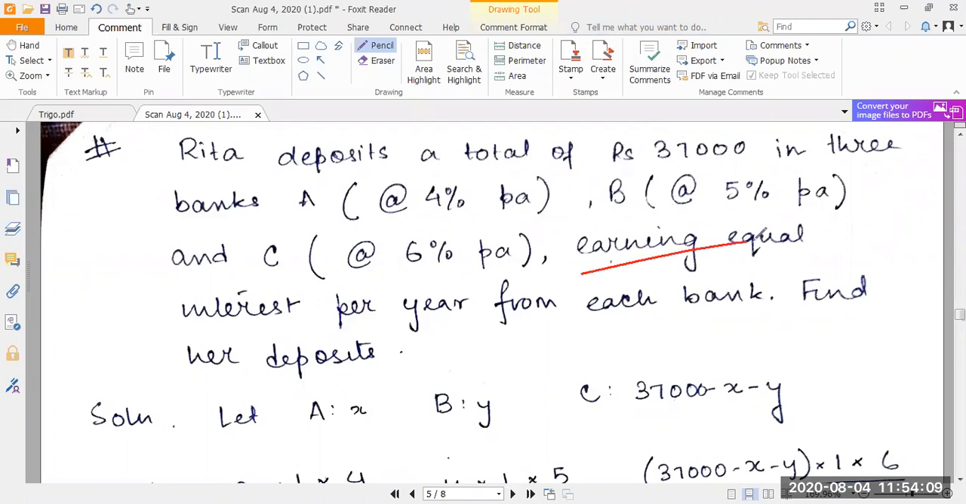And this is the most important part: earning equal interest per year from each bank. So from bank A, a portion of the principal amount 37,000 at 4% PA, from bank B at 5% PA, another portion of 37,000, and at bank C 6% going at the remaining amount of 37,000. They gave Rita essentially the same amount of interest.